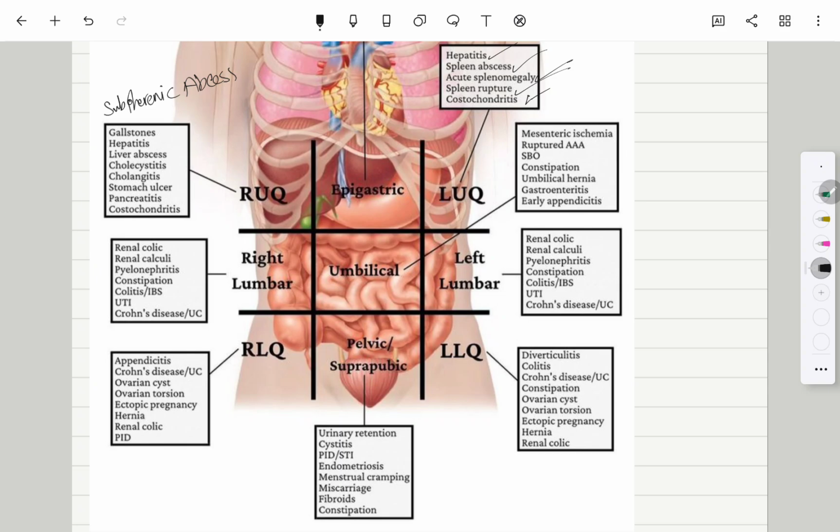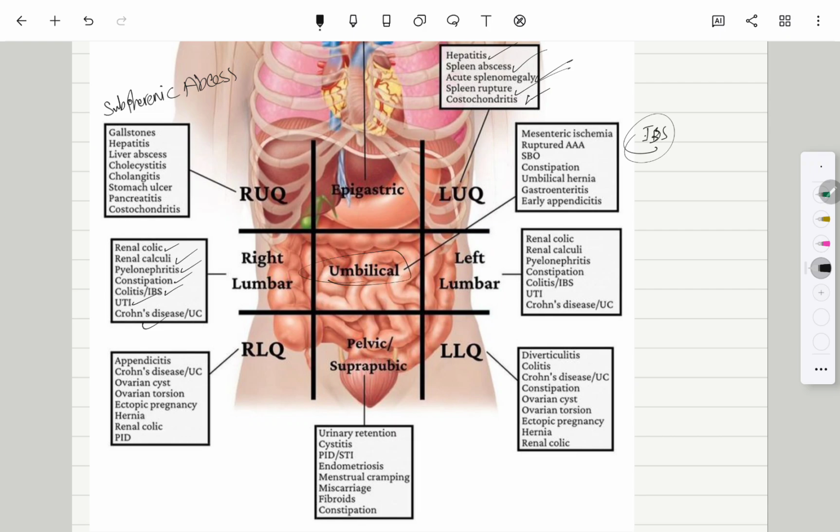Right lumbar, there will be the causes: renal colic, renal calculi, pyelonephritis, constipation, IBS, colitis, UTI, and Crohn's disease. By the way, the most common cause of abdominal pain at all is a non-organic pain, also called by another name, IBS. IBS is the most common cause of abdominal pain at all.